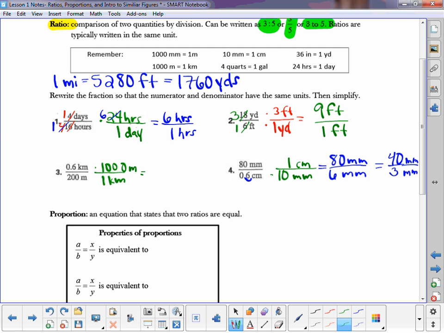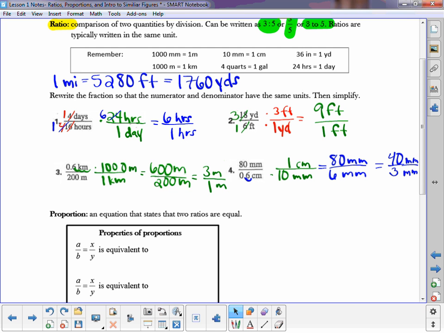Do we agree that there are 1,000 meters in 1 kilometer? Okay. So now when I go ahead and multiply across, again I see 3 zeros, so that's going to move this 3 places. So that would be 600 meters over 200 meters. And this one even simplified down pretty nice as well. 3 meters over 1 meter. Are we good with that? Do we have questions on any of these 4? Okay.